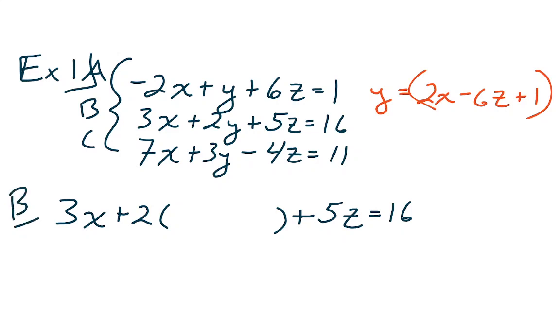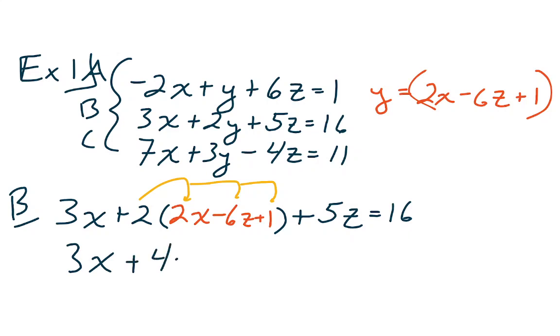Here's equation B with a little substitution of equation A. Now when I do that, yes, it looks a little more complicated at first. Just be careful that you're keeping track of your terms. Everything in parentheses is going to get multiplied by 2. So now I get double what I had. Everything gets multiplied by 2 in the parentheses.